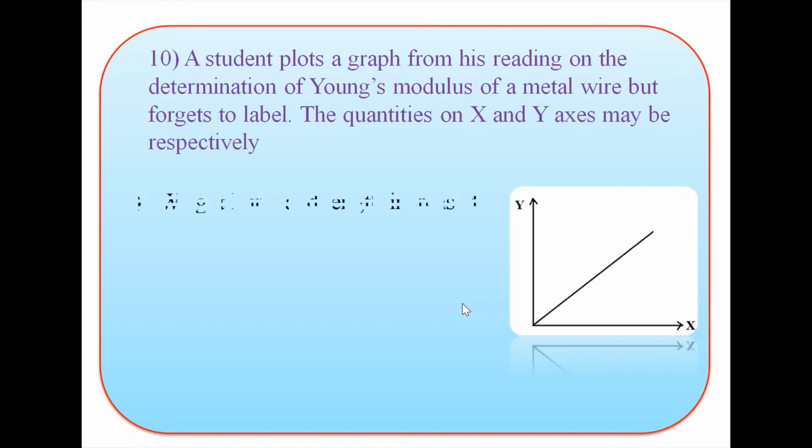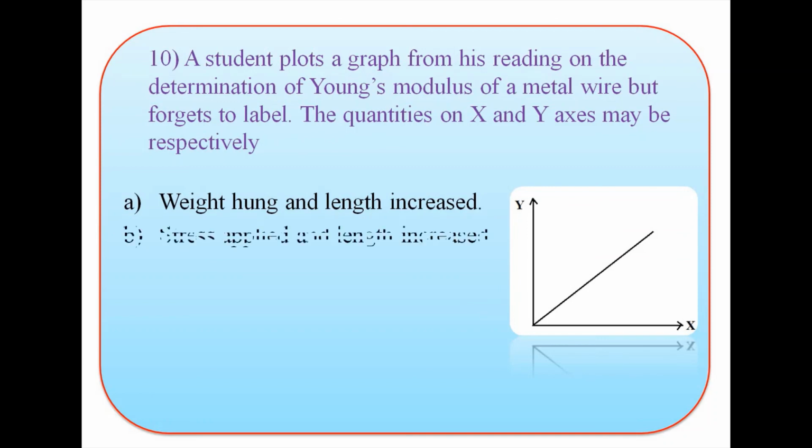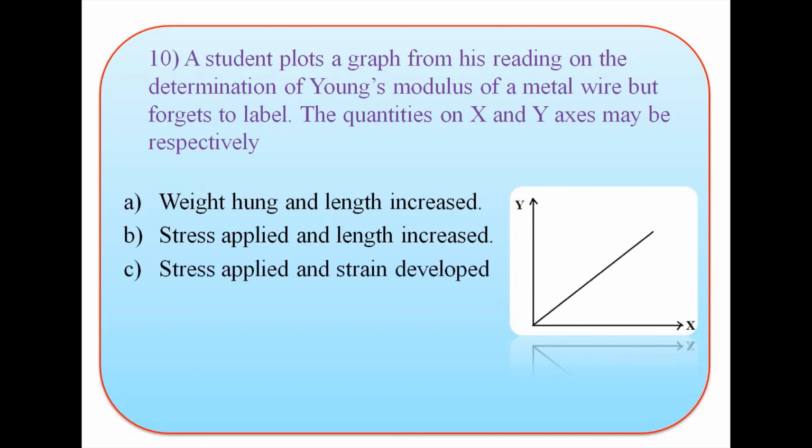Let's see the options. Option A is weight hung and length increased. Option B is stress applied and length increased. Option C is stress applied and strain developed. And option D is length increased and weight hung. So let's see the correct answer. As we know, stress and strain are directly varying quantities. So here option C is correct, that means stress applied and strain developed.